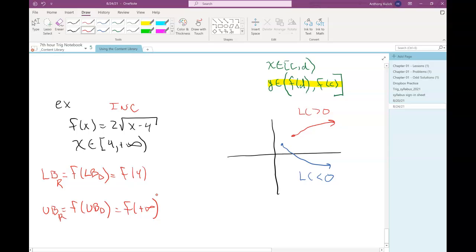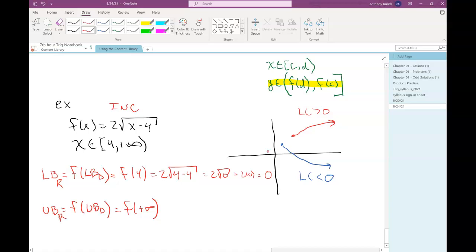Is that cool, the notation there? That maybe helps if you go back and look at this. Okay. So f of 4, that's easy to do, right? Just plug 4 in for x. So that gives me 2 times the square root of 0, which is just 2 times 0, which is 0.